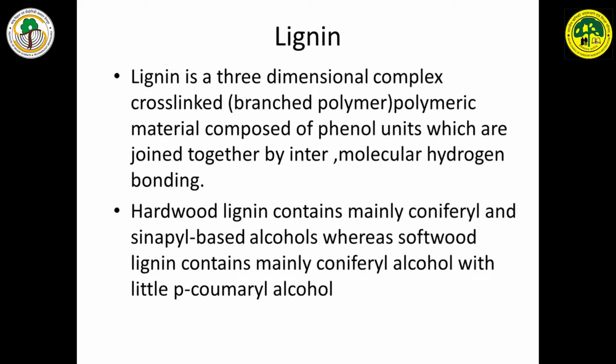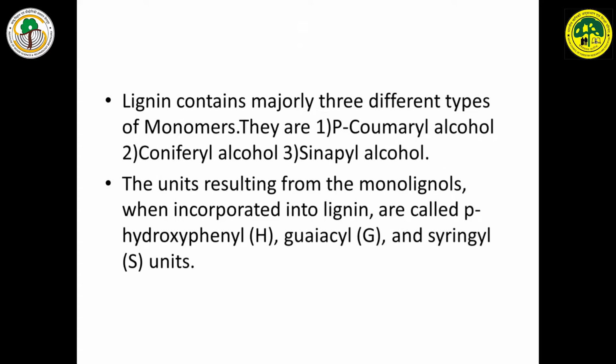Present is the lignin. Lignin is a highly cross-linked polymer with a three-dimensional structure, which has phenol units. These phenol units are joined together by intermolecular hydrogen bonding. Hardwood lignin contains mainly coniferyl and sinapyl alcohols, whereas softwood lignin contains mainly coniferyl alcohol with a little para-coumaryl alcohol. These components are present in the lignin as monomeric units.